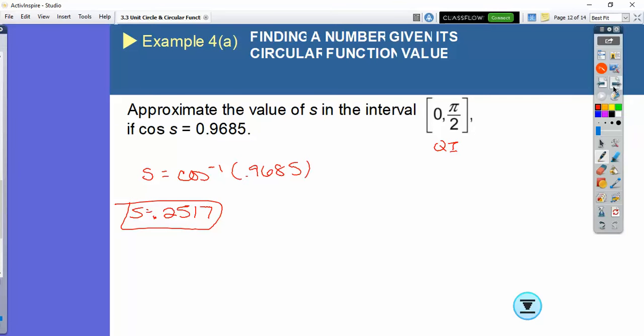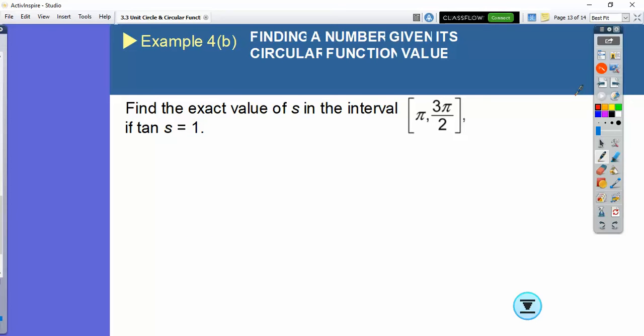One more. This one is slightly different because the last one I said approximate. It wasn't something we knew. But now I'm saying find the exact value. Anytime I ask for exact values, that means don't put it in a calculator and give me that decimal. I want the true value. If you are between pi and 3 pi over 2, what quadrant is that? 2. Okay, I want to know when tangent is equal to 1.